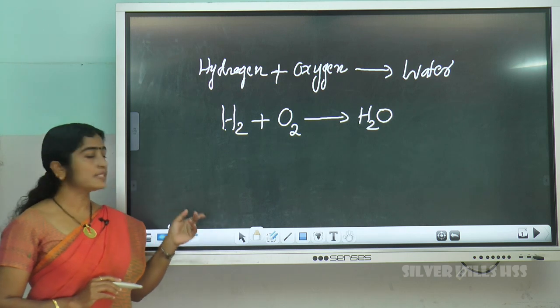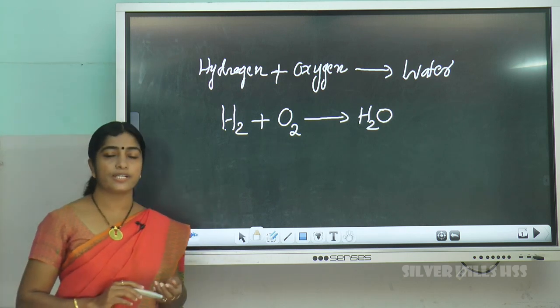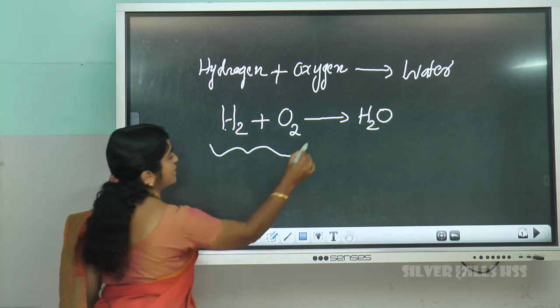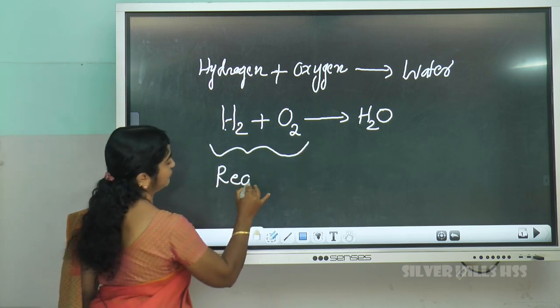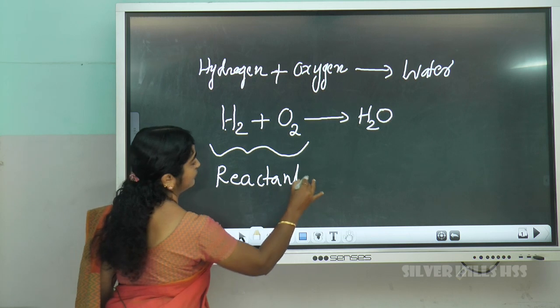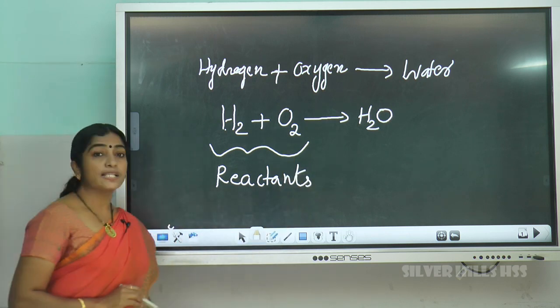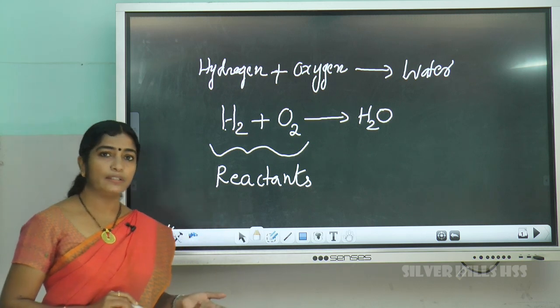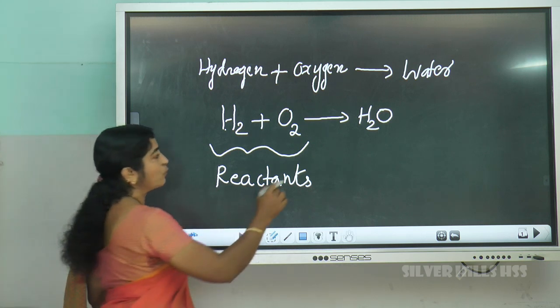The substances which are taking part in a chemical reaction are called reactants. Here the reactants are hydrogen and oxygen. The substances formed as a result of the chemical reaction are called products. Here the product is water.